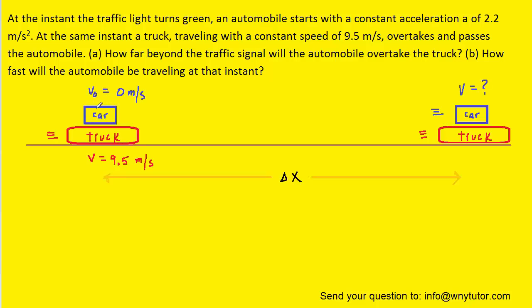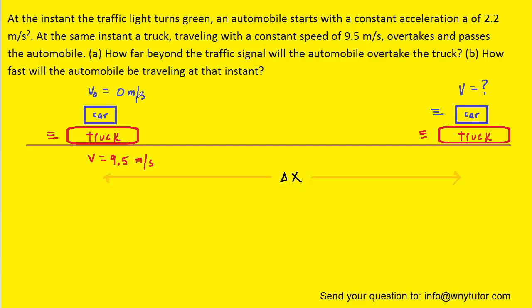So we have the car colored in blue with an initial velocity of 0 meters per second, and the truck colored in red with an initial and constant velocity of 9.5 meters per second. The truck is of course going to whiz past the car and leave it behind, but after a while the car will catch up and overtake the truck, and we're trying to figure out what that displacement is.